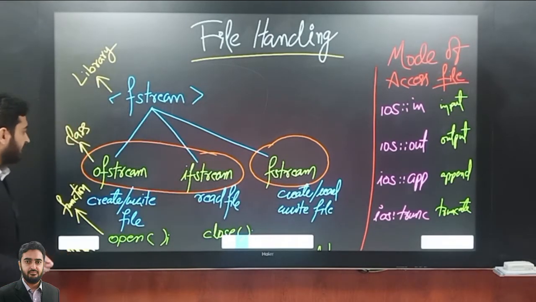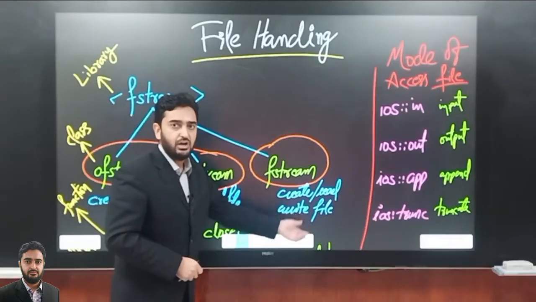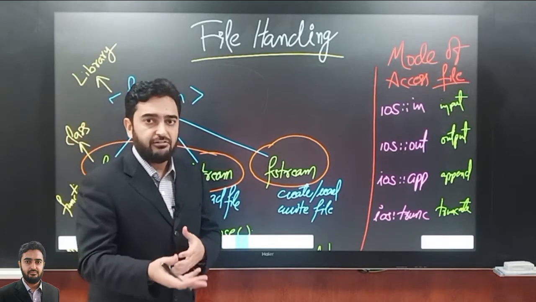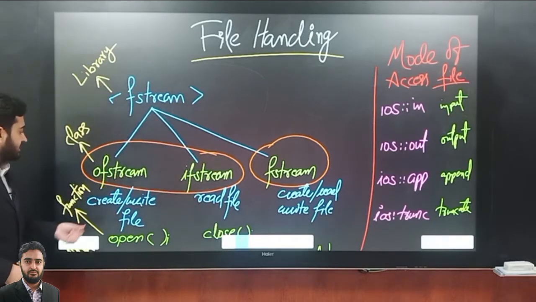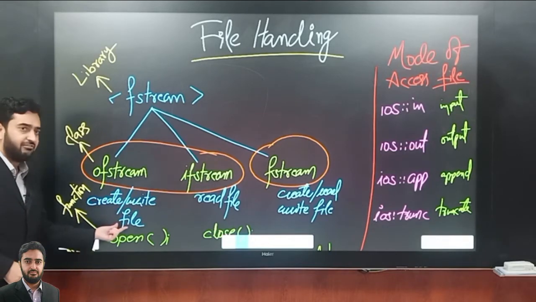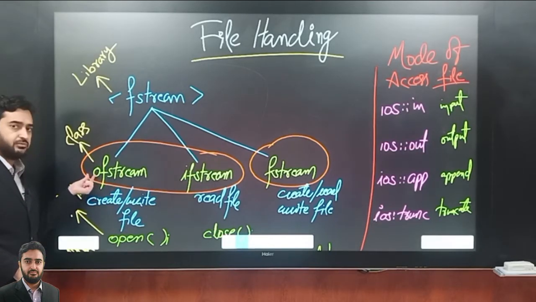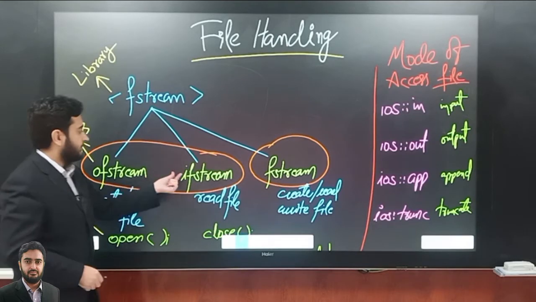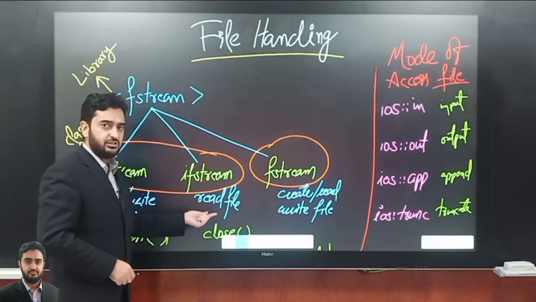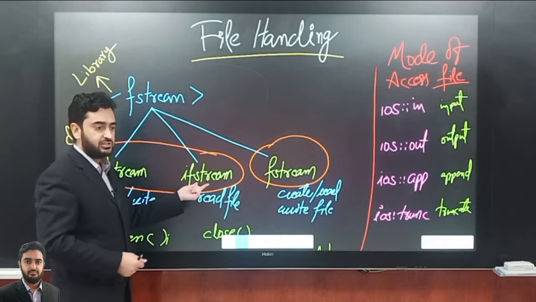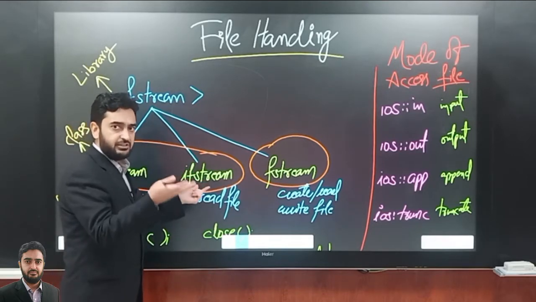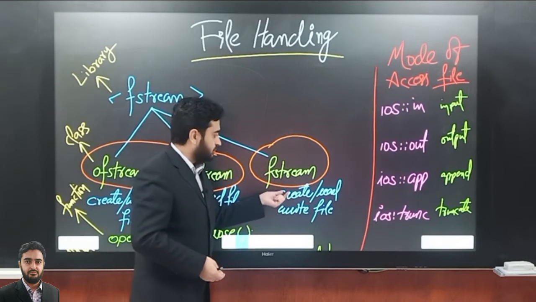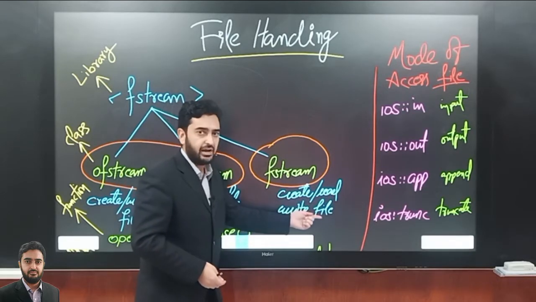These classes have functions through which we can create a file, write in a file, and read from the file. ofstream is used to create and write a file. The O is for out file stream. The ifstream is used to read the file. So this class can be utilized for reading the data from the file in the computer system. And fstream can be used to create, read, and write into the file.